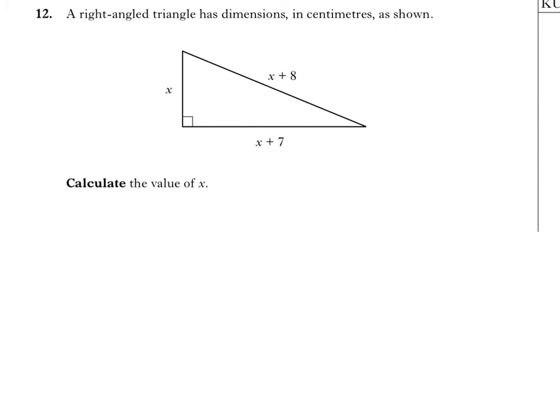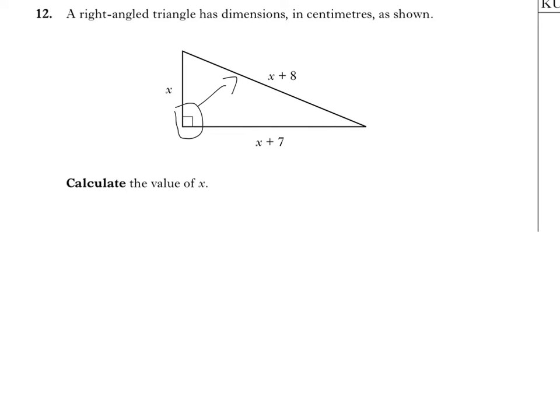Section 13, example 3. A right angled triangle has dimensions in centimetres as shown, x, x plus 7, and the hypotenuse is x plus 8. Calculate the value of x. Now, a big clue as to how to proceed with this question is the fact that it is a right angled triangle, and Pythagoras would be appropriate here.